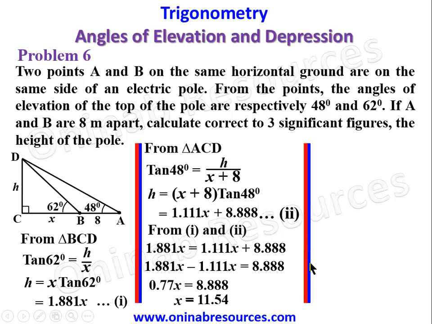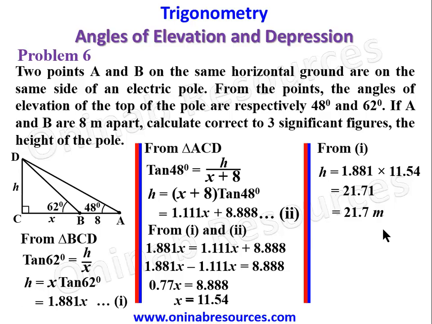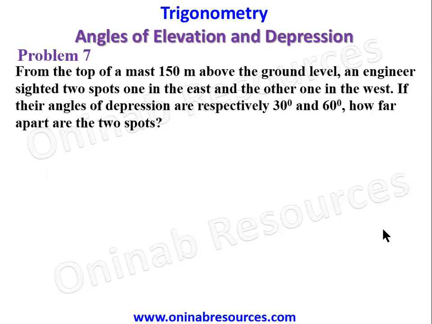So to get our height now, we just substitute x is equal to 11.54 in equation 1, so that we now have H to be 1.881 times 11.54, which gives 21.71. And to three significant figures, we have it as 21.7 meters. And that is the end of solution to problem 6. We go to problem 7.